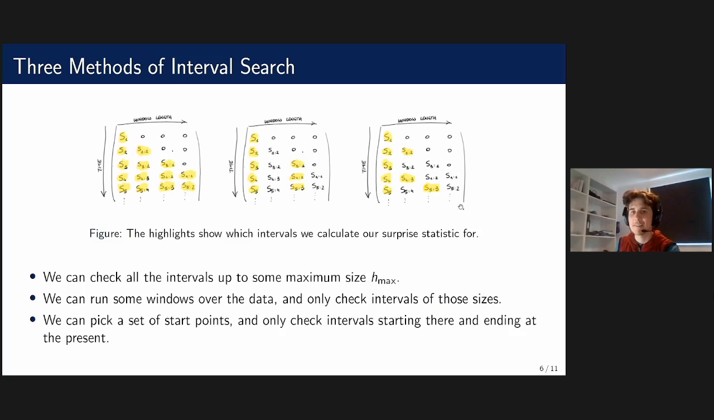My method that I'm going to be talking about is, instead of doing that, you pick a set of start points. So you say, at this point in time, we think that an anomaly has possibly begun. So we will check every interval starting at that time point until we're pretty sure that the anomaly didn't begin at that time point, and then we'll throw it away.